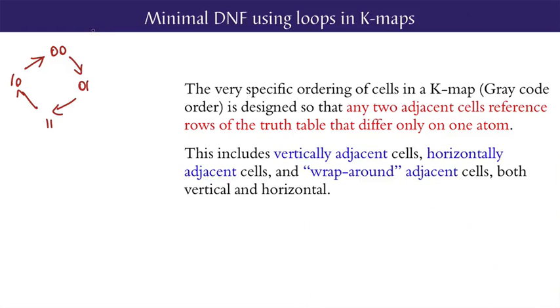In the 2-dimensional K-map, we have several different ways in which cells can be adjacent. There are vertically adjacent cells, there are horizontally adjacent cells, and there are wraparound adjacent cells, both vertically and horizontally.